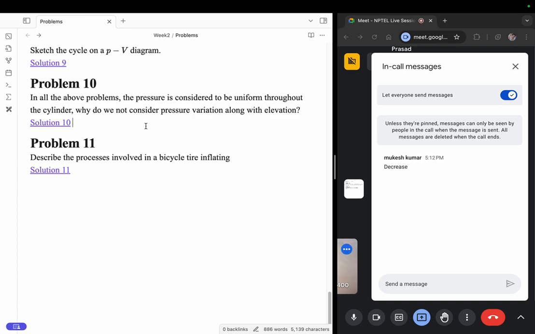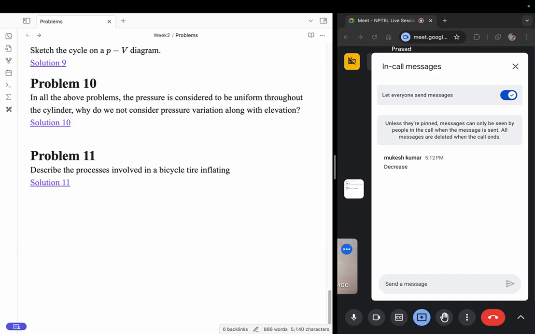So if you want to answer such questions, where do you start from? The question asks about pressure variation with elevation. So what is the formula that relates your pressure with elevation? What is the equation relating pressure and elevation? In case of hydrostatic pressure, what was the equation? Right, so this is the formula we have.